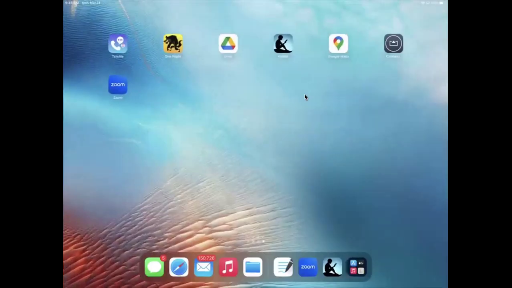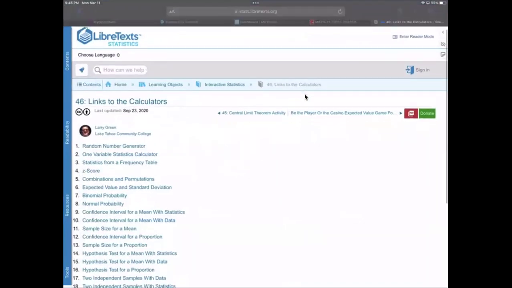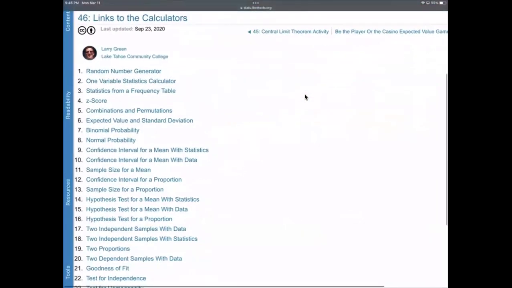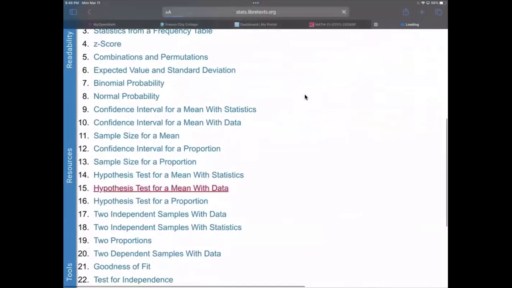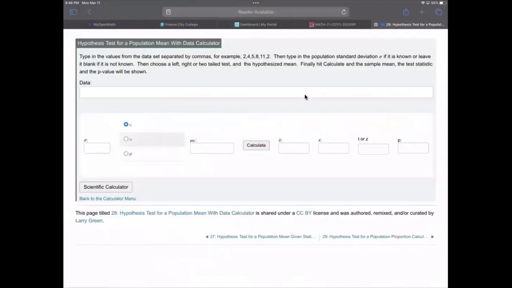So here's the online calculator. That's number, what is it? Number 15, hypothesis for a mean with data. So 15. Go there. And as I go there, the first thing it wants, it's got a big data box up here at the top. See that? So I've got to paste data in there.